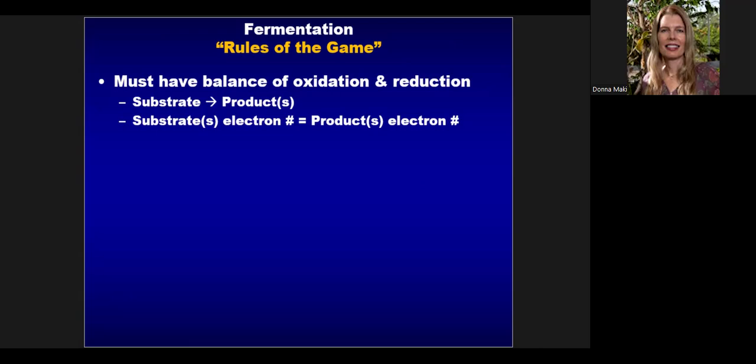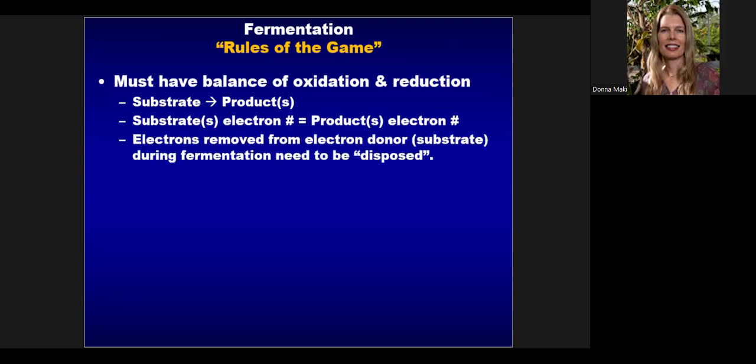And microbes know this rule to the game. So what happens is they will play the game. They'll think, okay, I can move electrons from this substrate and put them onto this thing and it'll all equal out. So I'm good, I'm following the rules. And that's basically why they end up with these different fermentation products and different fermentation pathways. They're just trying to play this game and follow this key rule.